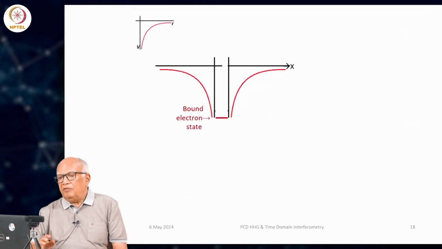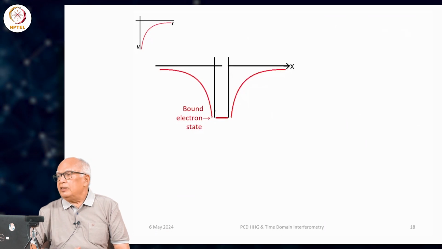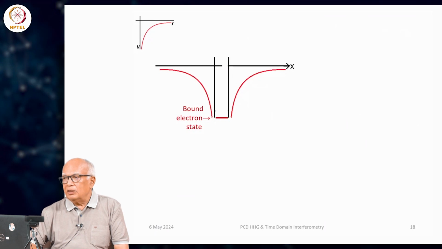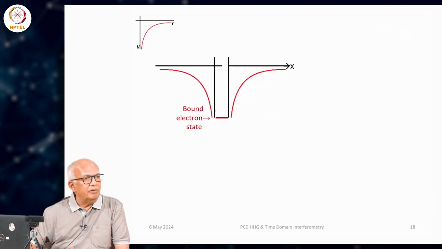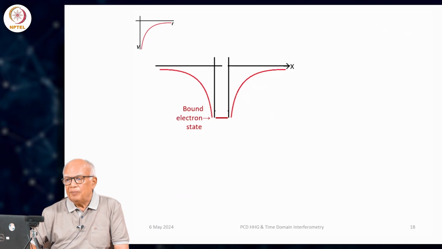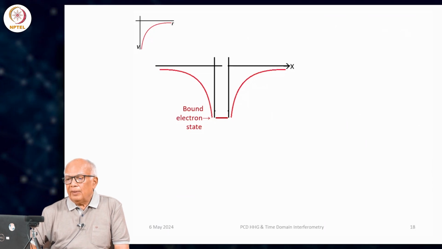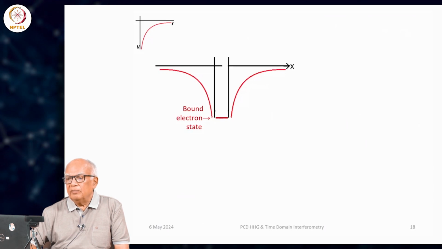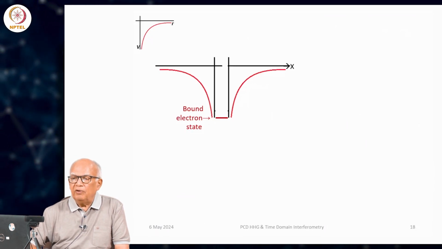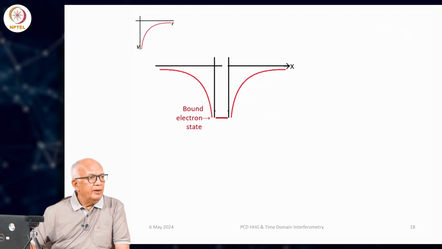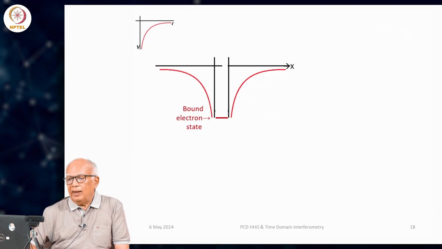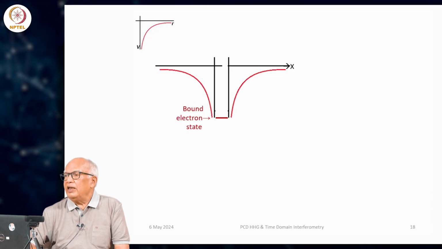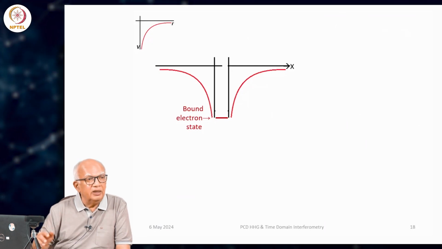So, the model that we are discussing begins with a simple atomic potential. You can all plot the Coulomb potential, minus 1 over r, in your notebooks, and projected on one dimension it will have a domain from minus infinity to plus infinity, right, and you can have a bound electron with some negative energy which is trapped in this potential.